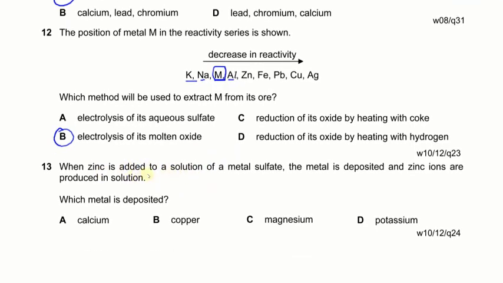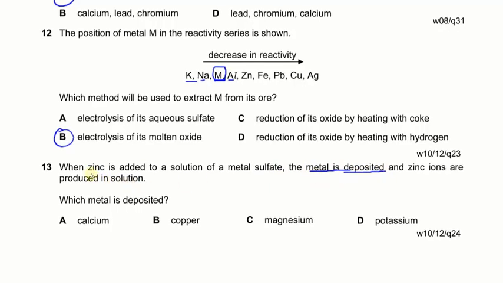When zinc is added to a solution of metal sulfate, metal is deposited. What does it mean, metal is deposited? It is because zinc is more reactive than this metal. So the zinc has displaced this metal and there is a metal deposit on the zinc, and zinc ions are produced. So when we add zinc metal to another metal sulfate, it has to be a less reactive metal sulfate for the displacement reaction to take place. The less reactive metal than zinc is copper.